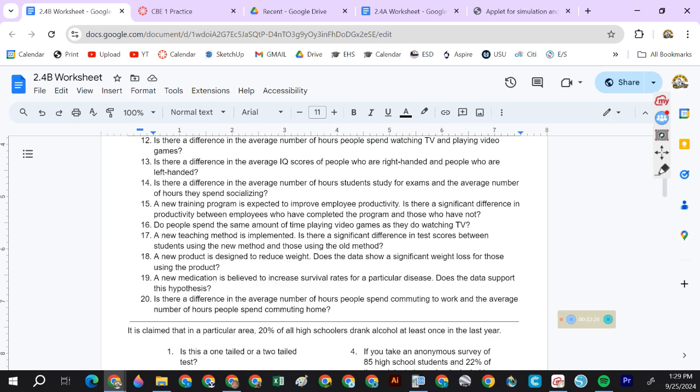Okay, 18. A new product is designed to reduce weight. Does the data show a significant weight loss for those using the product? One-tailed. A new medication is believed to increase survival rates for a particular disease. Does the data support this hypothesis? One-tailed, right? And 20. Is there a difference in the average number of hours people spend commuting to work and the average number of hours people spend commuting home? Two-tailed.